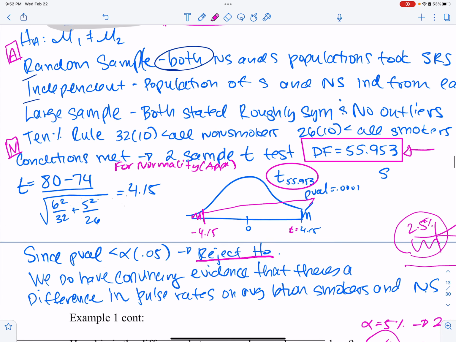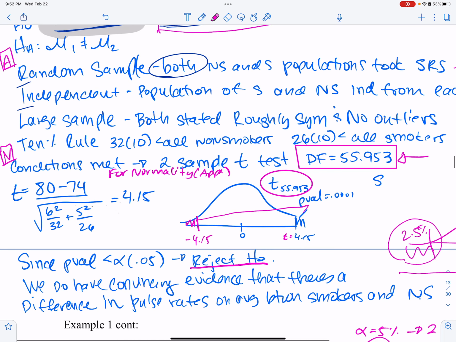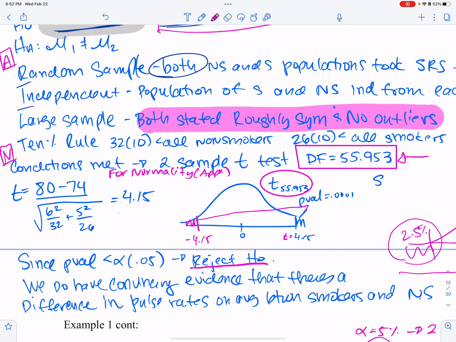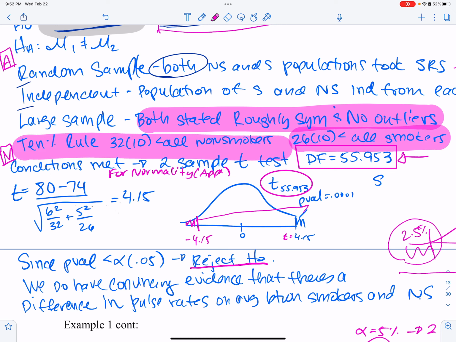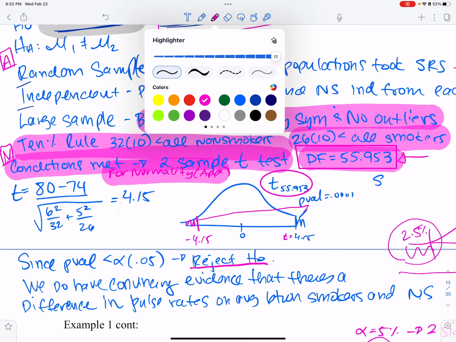So that's all I have to say when it comes to a large sample. I just say both are stated roughly symmetric, no outliers. I check the 10% rule, and I check it for both. And then I'd say conditions are met for a 2-sample t-test for approximately normality with a degrees of freedom of 55.95.